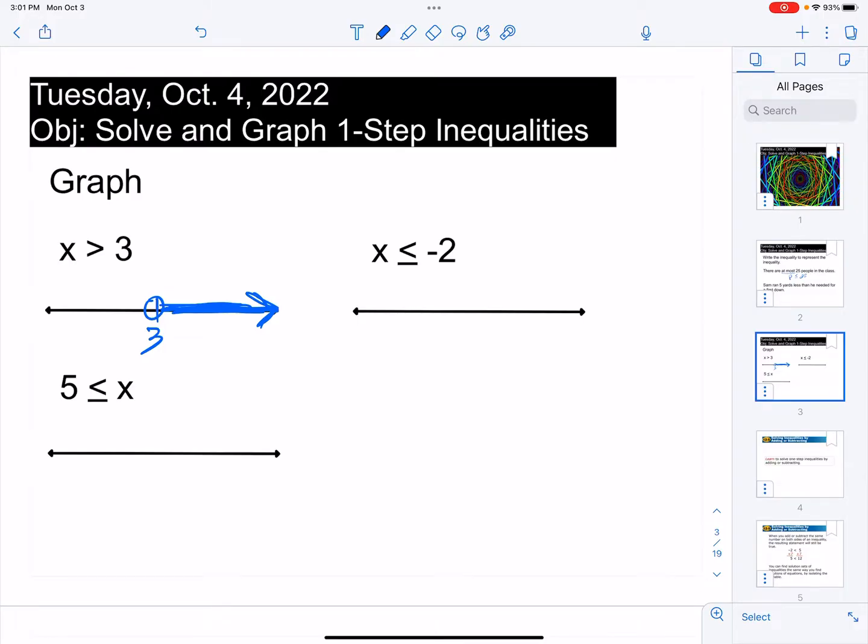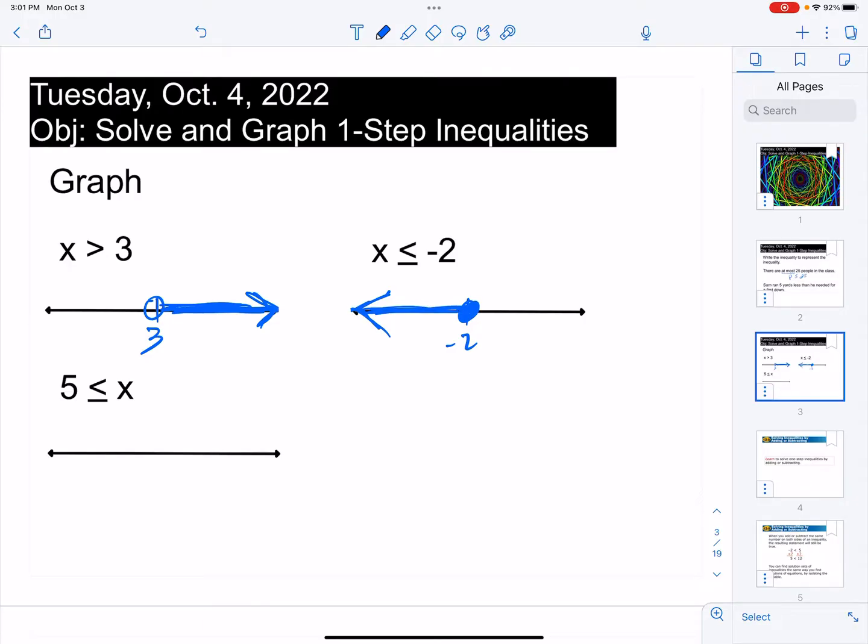Now, if we look at the second one here, x is less than or equal to -2. We'll do the same thing, and we'll put a tick mark right in the middle and put a -2. But this time, because it says less than or equal to, I'm going to shade in my circle, because it's closed. It's going to include -2. And then this one says x is less than or equal to -2, so I shade to the left.